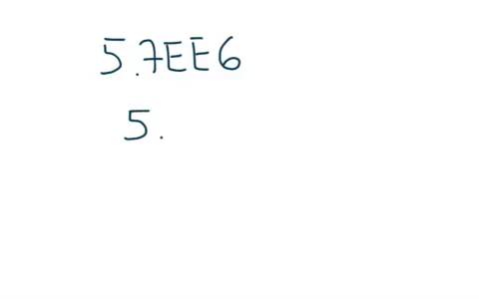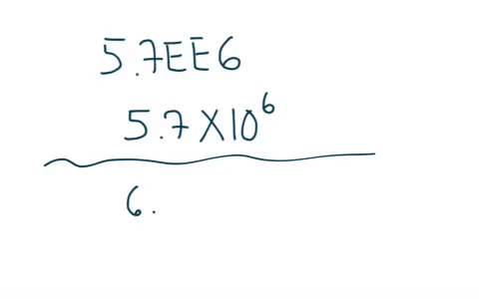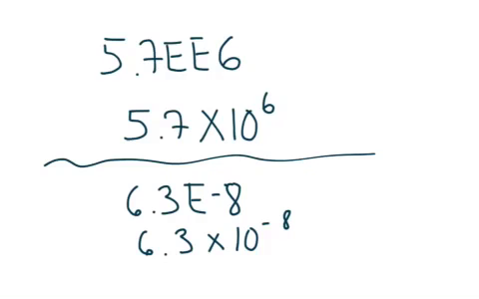A few other just helpful hints. Remember, in your calculator, and they might express it this way on your PSSAs, if I give you something like 5.7 E6, and that's displayed in your calculator, remember that just means 5.7 times 10 to the 6th power. Sometimes you might just see it with one E. It might just say, for example, here's another one, 6.3 E negative 8. And that would mean 6.3 times 10 to the negative 8.